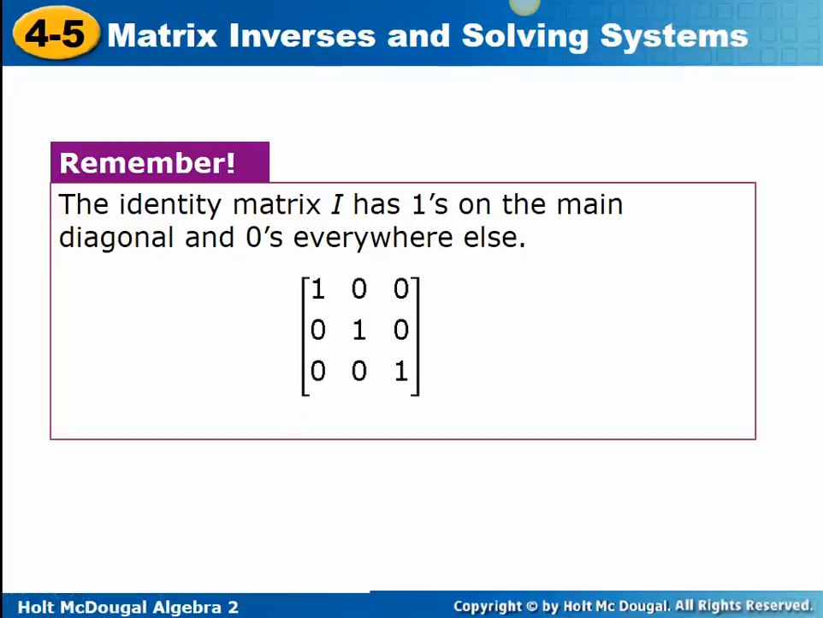So if it works both ways, then you would say that they are inverses of each other. There's an identity matrix that's a 3 by 3.